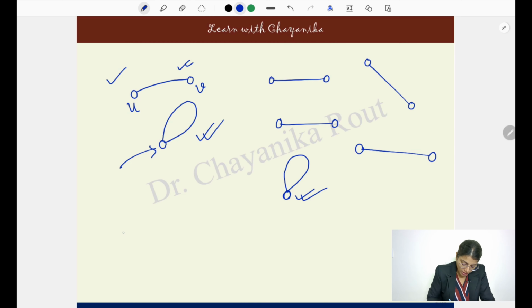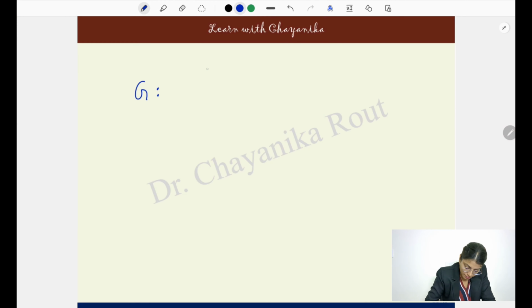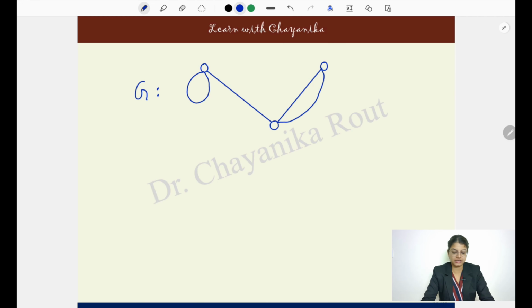So whenever you draw a graph G, this is my graph, suppose. So I have 3 vertices in this graph and I have 4 edges in this graph. So how can we label the vertices? To label the vertices, we can use any alphabets. We have the liberty to use any alphabets, in small letters preferably.